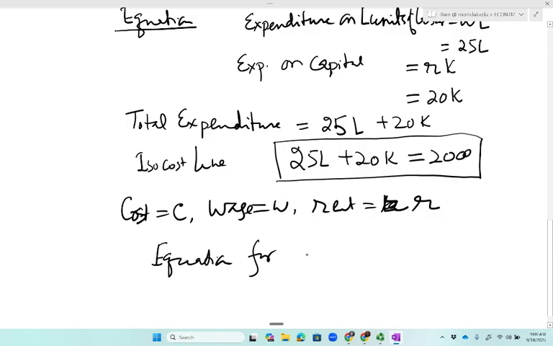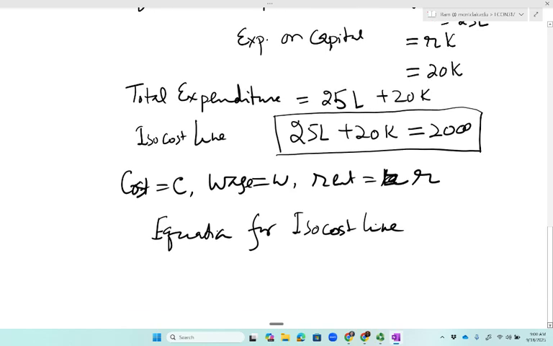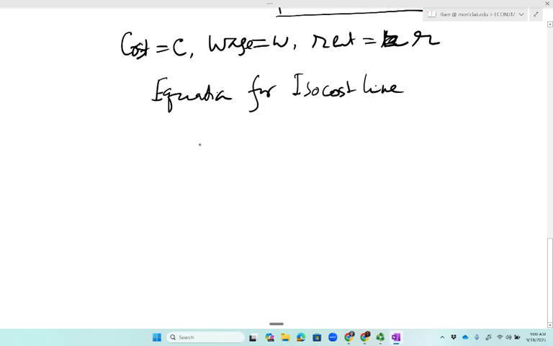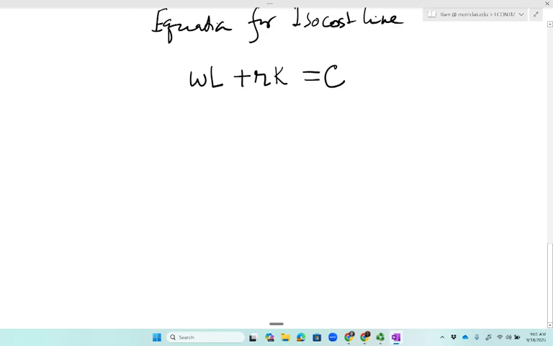Then the equation for the isocost line would turn out to be W times L. This is the amount the firm spends on the wage bill. R times K. This is the amount the firm spends on the rent bill, and these two added together should be exactly equal to C. That's the equation for an isocost line.